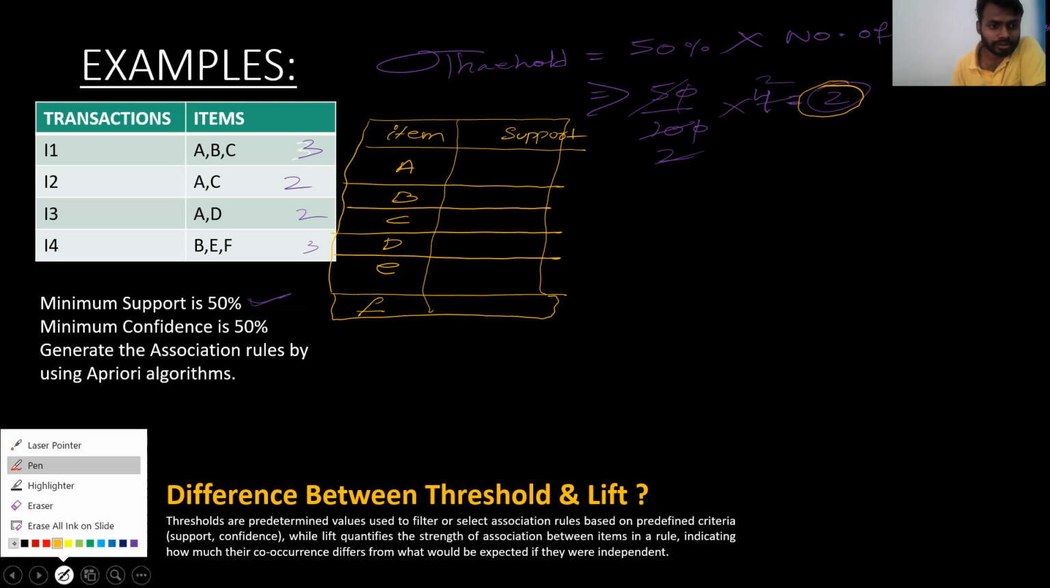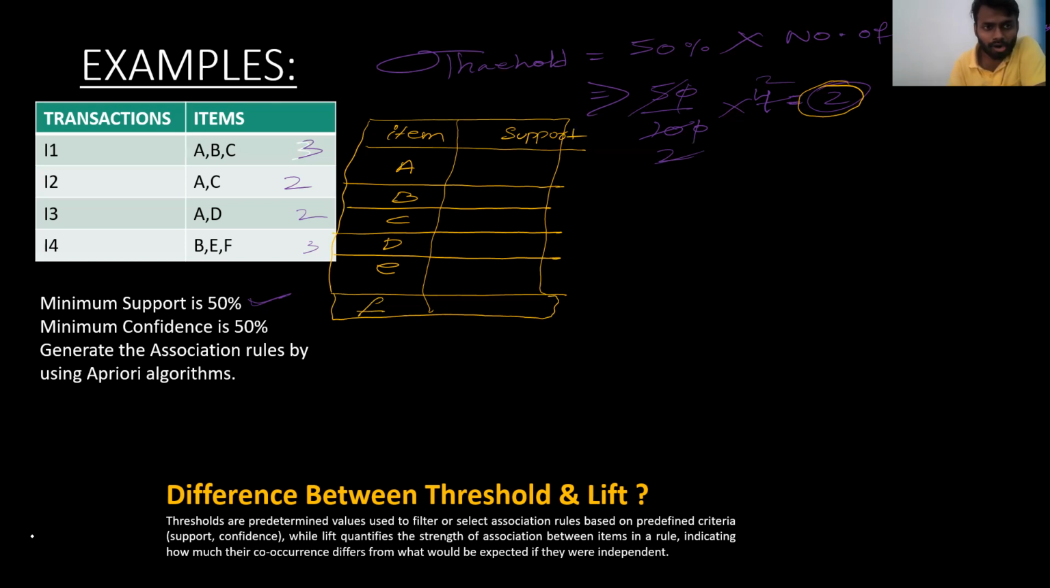Listen. Just tell me, in total how many persons bought the A product? The first transaction person bought A, the second person also bought A, the third person also bought A. It means 3 persons bought the A product. So the support is 3. Similarly, how many persons bought B? 1, then 2, and then 3, right?